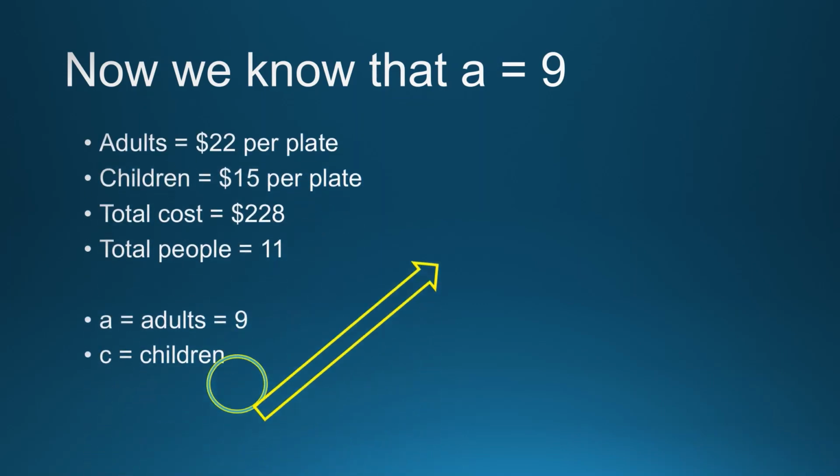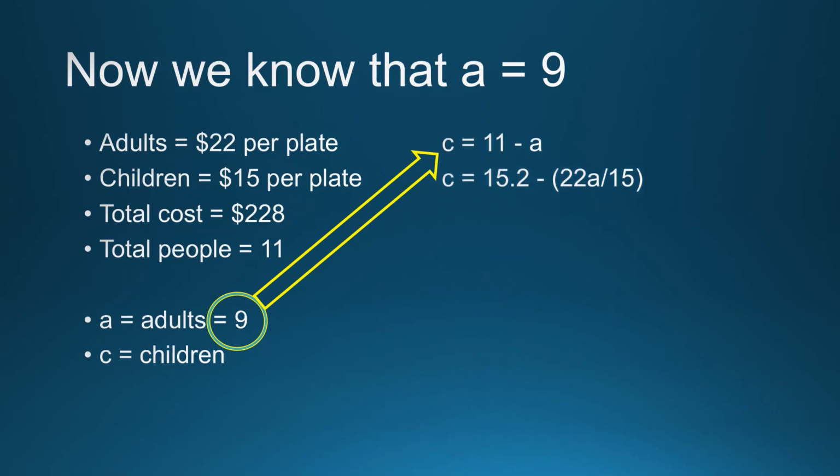So now we're going to take that 9 and plug it into one of our equations. So 11 minus A, which is the same thing as 11 minus 9 now. So we know that there were 9 adults and 2 children.